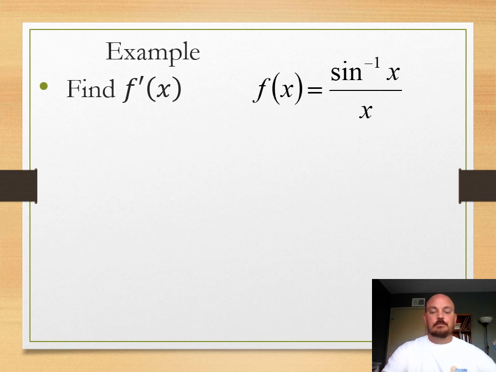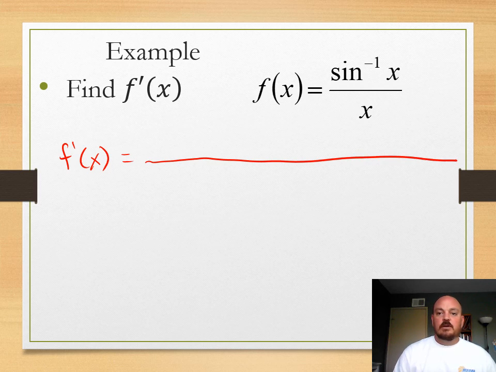So what we're going to do here is a quotient rule question. And again, I can tell right by looking at it, I have inverse sine of x over x, two separate functions, one over the other. So we're going to do quotient rule. So for this question, when I go to find f prime of x, let's set up for quotient rule, leave ourselves space all the way across.